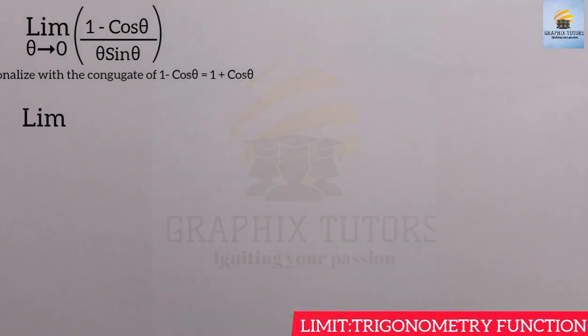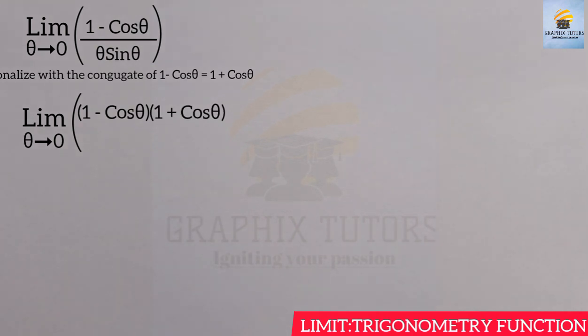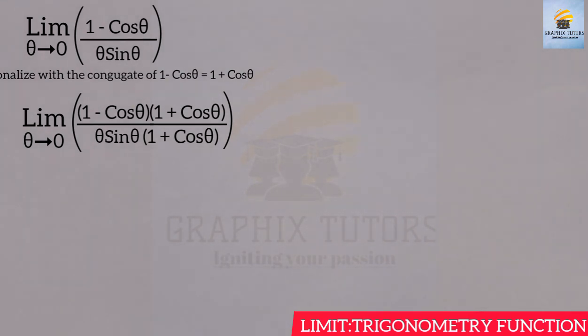So the limit of theta tends to 0. For the numerator, I have 1 minus cos theta, then I'll multiply by the conjugate, which is 1 plus cos theta. All over, for the denominator, I'm having theta sin theta, I'll multiply by the conjugate of 1 minus cos theta, which is 1 plus cos theta. So this is what I have here, multiplying the numerator and denominator by the conjugate of 1 minus cos theta. And what is the conjugate? You just change the negative to positive, and if it is positive, you change it to negative.